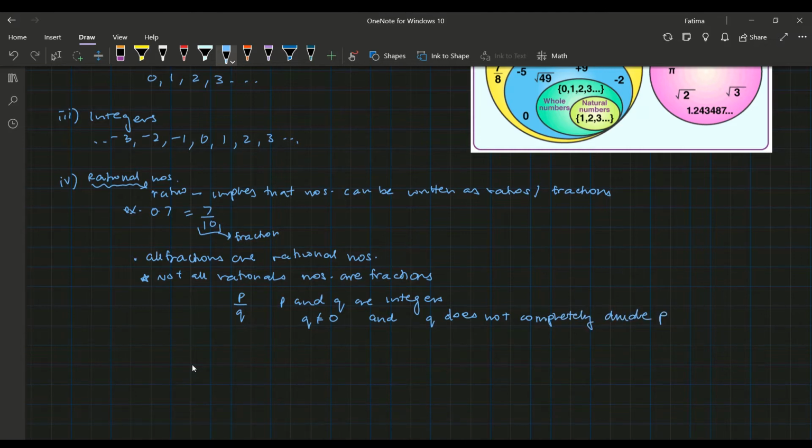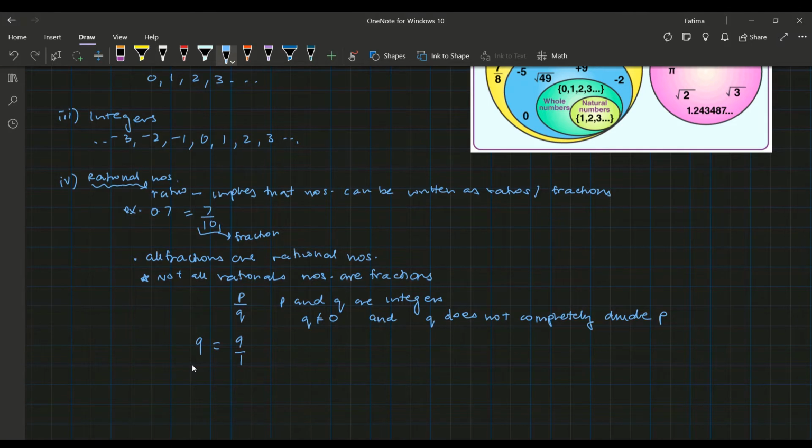For example, we were given the number 9. So 9 can be written as 9 by 1. We know 9 is an integer. When we write it in a so-called fraction form, where we have a denominator and a numerator, it would be 9 by 1. But you'd realize that 1 can completely divide 9 to give you 9. It does not give you a decimal place, it does not give you recurring decimals, and so on. So that's why in this case, 9 as a rational number is not a fraction.